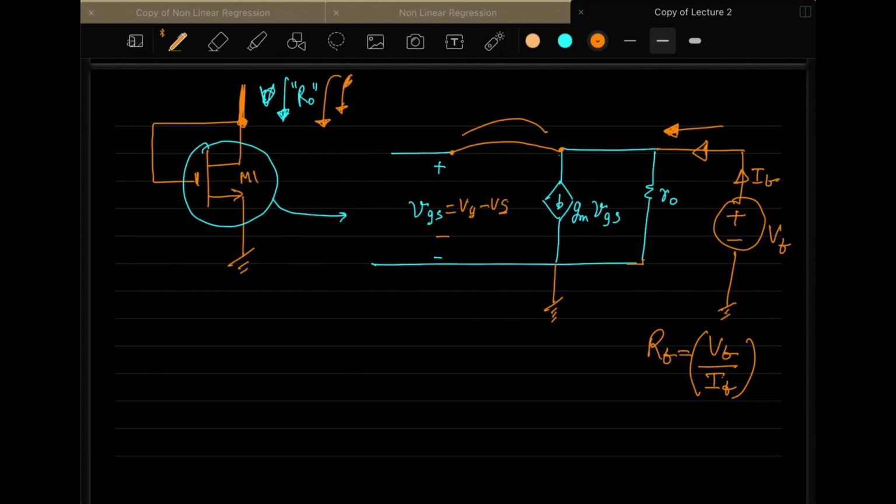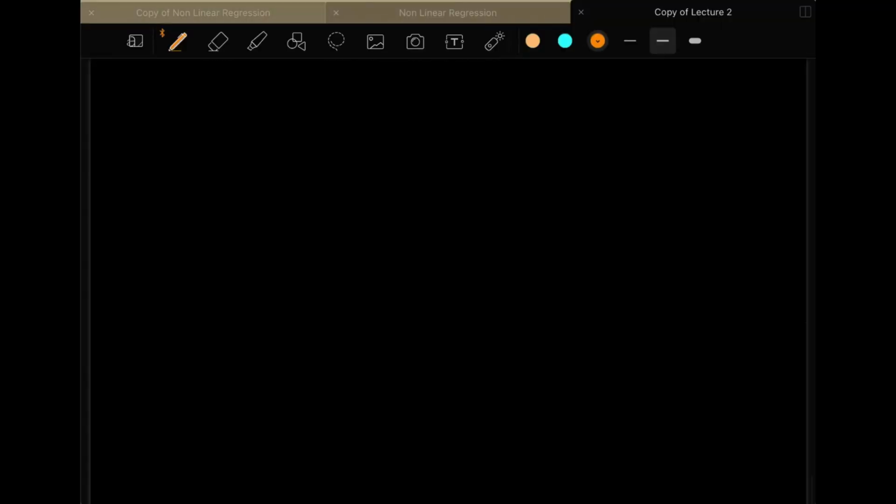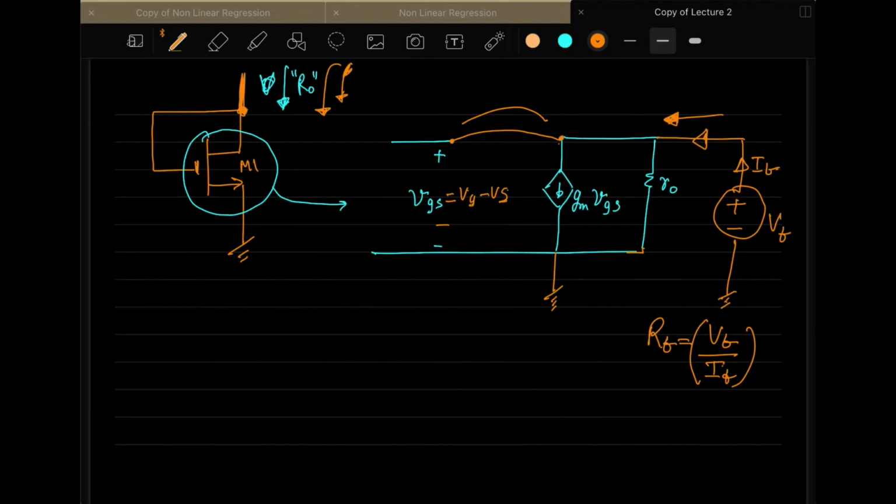As you connected this terminal here to this terminal, your VG is actually equal to VT, because at this point you have VT over here. So your VG is VT, so VGS will be VT. If VGS is VT, then the current becomes GM VT, because you replaced VGS by VT.